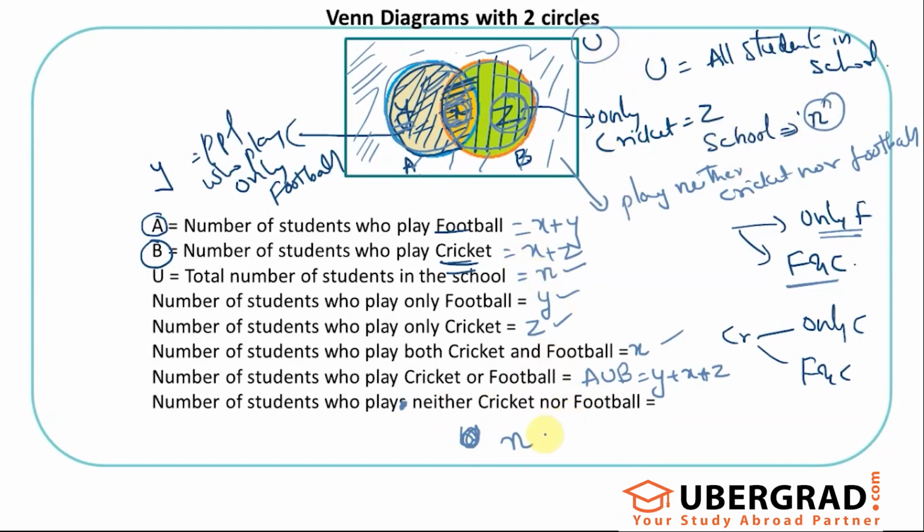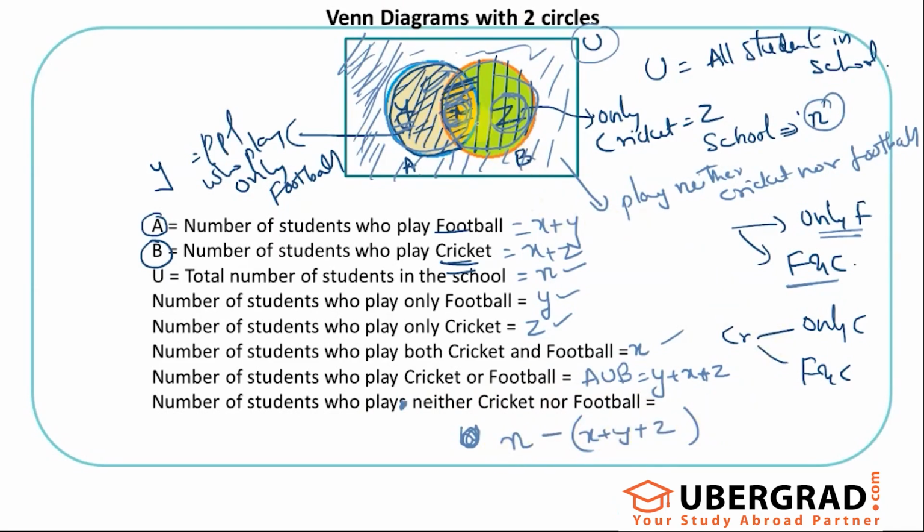From this, I have to eliminate the people who are playing cricket or football. So I just need to eliminate x plus y plus z. That would give me this entire zone, right? These two circles will have y plus x plus z number of students who play. So I have to remove these two circles from the entire universe to get the people who play neither cricket nor football. That would turn out to be n minus (x plus y plus z).